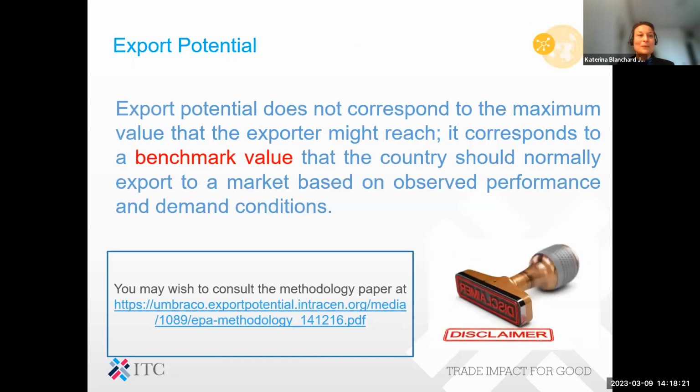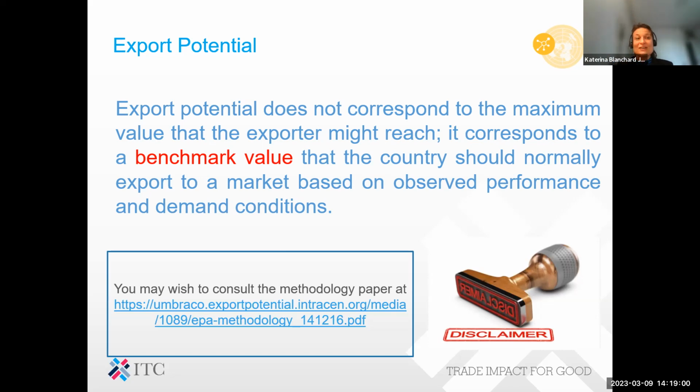I will say the words export potential many, many times, but it is important to know that the export potential is not the maximum value that the exporter might reach. No, it is the value which is more likely a benchmark value. It corresponds to the benchmark value that the country should normally export to a market based on observed performance and demand conditions. So it is, let's say, the reasonably expected value.